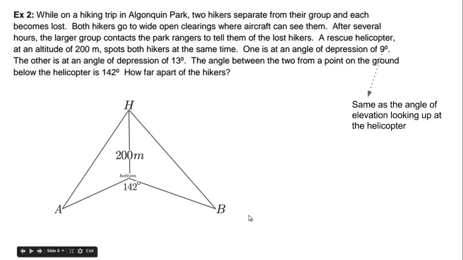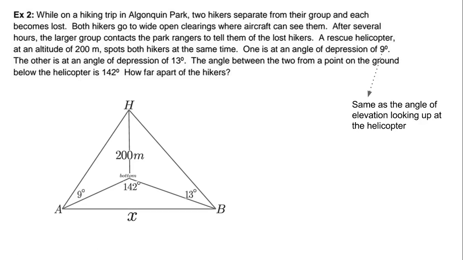Angle of depression is actually the same as the angle of elevation. So the angle that the helicopter looks down at both hikers is the same thing as the angle that the hiker looks up. If you drew like the Z pattern, you could see that if you had this angle here, which is the angle that the helicopter looks down, it's the same as the angle looking up. So the easiest thing to do is just put the 9 and the 13 as the angles of elevation.